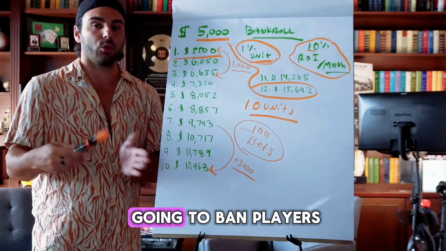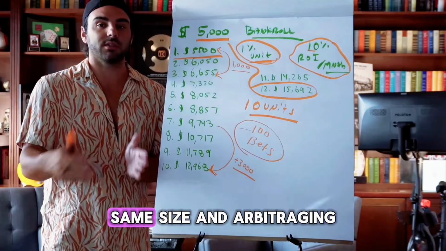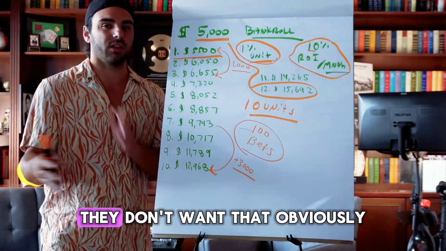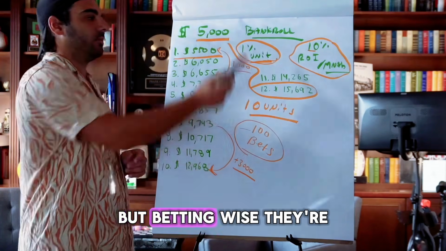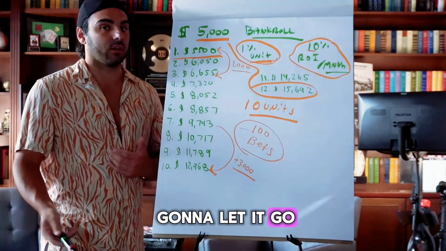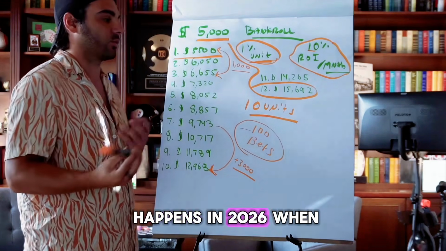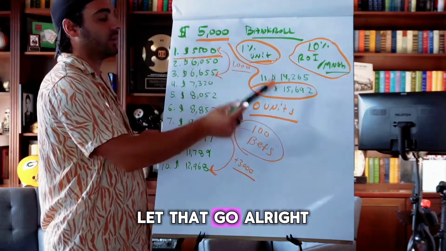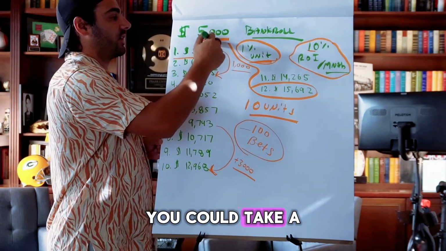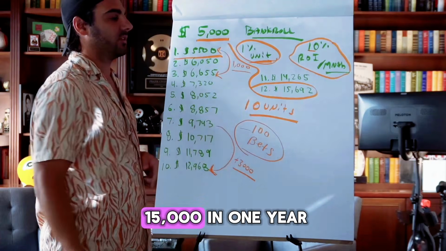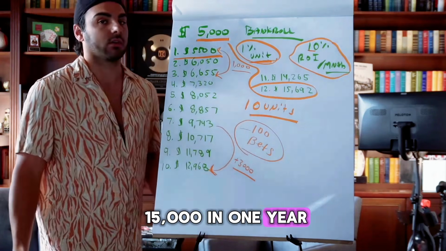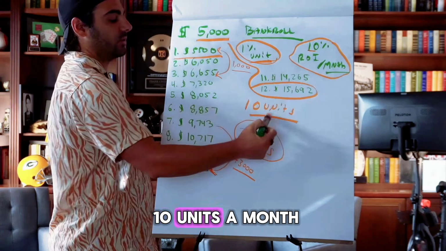The only time they're going to ban players is when they're betting same sides and arbitraging at the same sportsbook. They don't want that, obviously. But betting wise, they're going to let it go a little bit. We're going to see what happens in 2026 when they do let that go. But like I said, you could take a $5,000 bankroll and turn it into $15,000 in 1 year, just trying to hit 10 units a month.